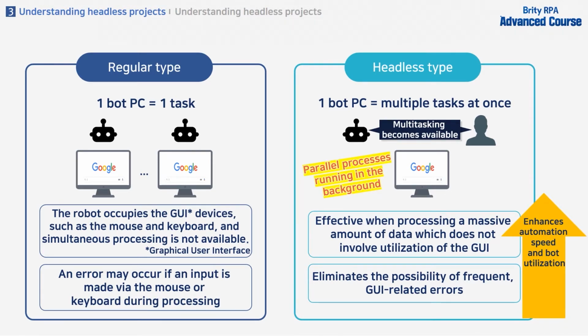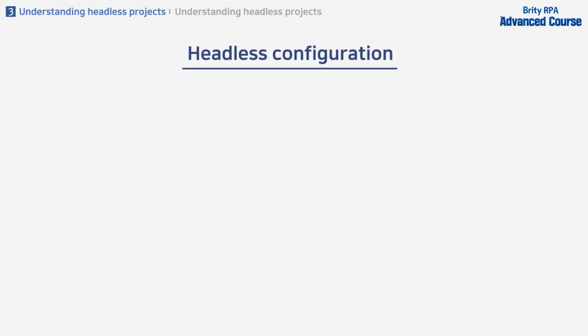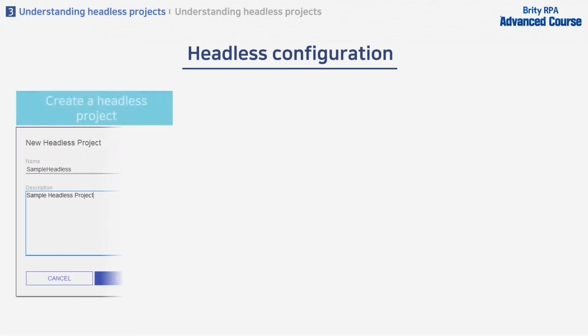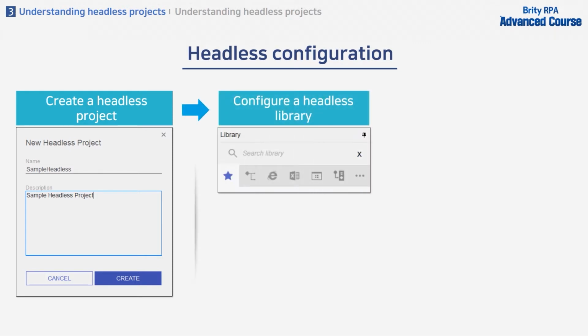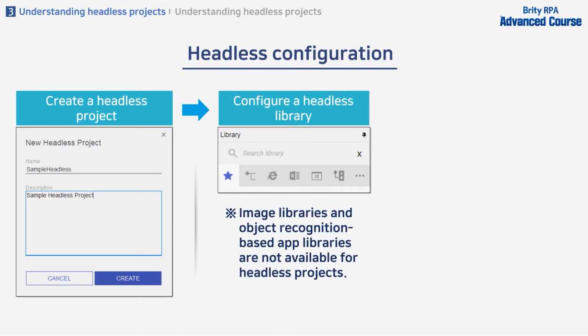A headless project consists of a separate mode and libraries. In the Designer menu, select New Headless Project to create a new headless project. Then, in the Library area, only headless libraries will be displayed. Image libraries and object recognition-based app libraries will not be available for headless projects.